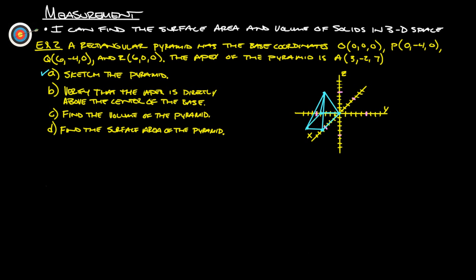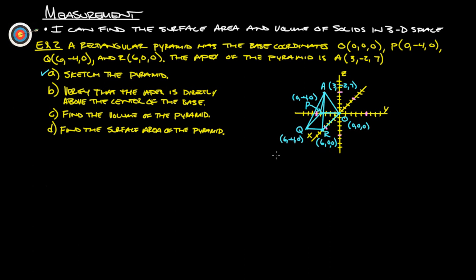So let's go back and label these points, maybe even put these coordinates on there if it fits. Okay, so here's all of our points with all their coordinates. So we have to verify that the apex is directly above the center of the base. Since it says rectangular pyramid, that means this base here is a rectangle. So if we just find the midpoint of either of these diagonals, that will tell us exactly where the middle of the base is. So let's try O, which is a nice one because it's (0, 0, 0).